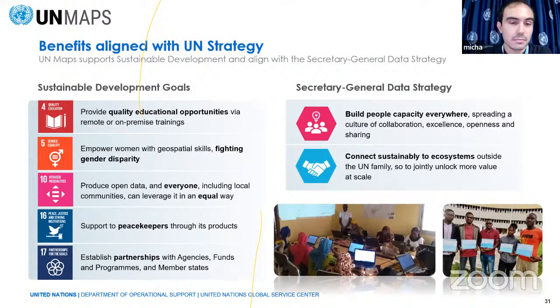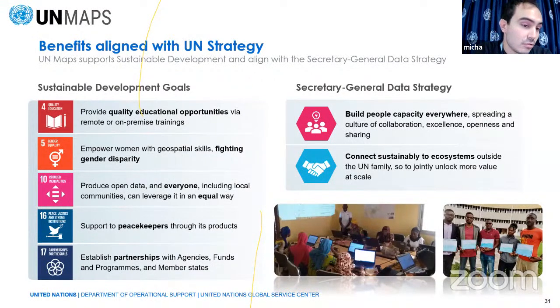So the benefits: open data in general, OpenStreetMap data, align a lot with the Secretary General data strategy, because basically we need to move towards open data, because they help us in building the people capacity. So not only of GIS or IT professionals, but also for the local populations and local communities. And also they allow us to connect sustainably to other ecosystems outside the UN. So it's an opportunity for us to collaborate with other organizations.